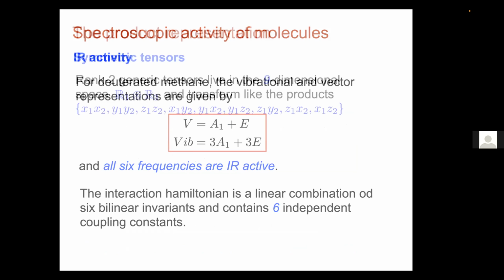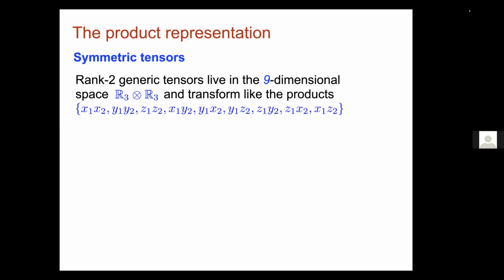Okay, so now, before moving on to the Raman activity, as we'll see, Raman activity is related to the polarizability tensor. Now, the polarizability tensor of a molecule is not just a second rank tensor, it's a symmetric rank 2 tensor, okay? So I have to make a distinction between general tensors and symmetric tensors. And that's what I'm going to do now.